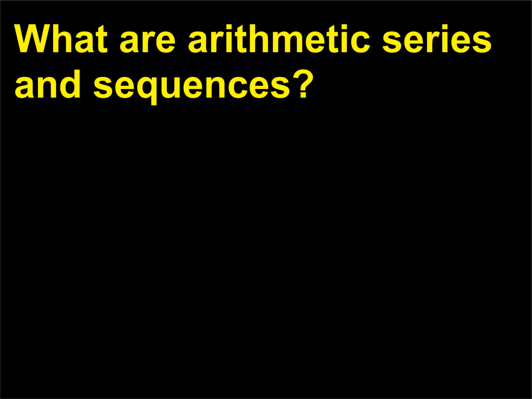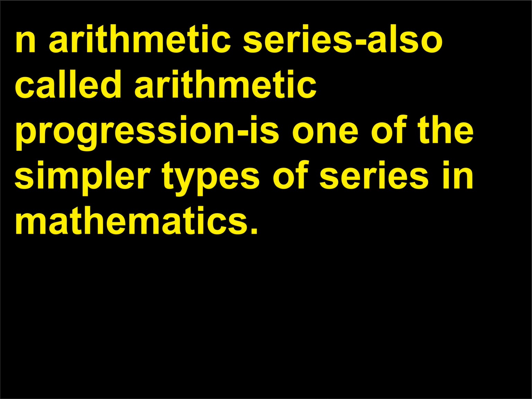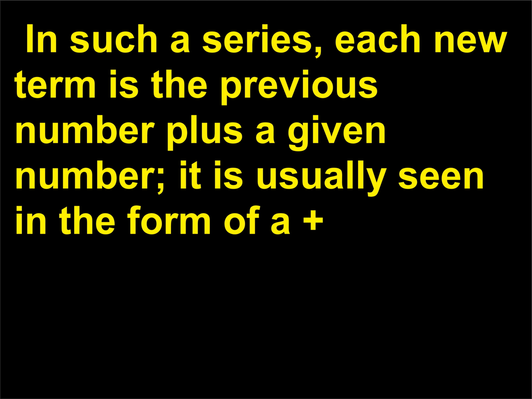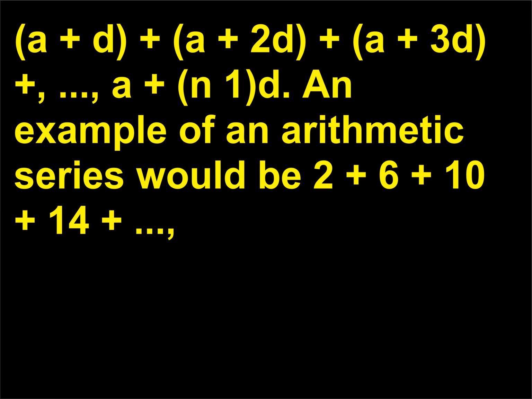What are arithmetic series and sequences? An arithmetic series, also called arithmetic progression, is one of the simpler types of series in mathematics. In such a series, each new term is the previous number plus a given number. It is usually seen in the form of a plus a and d, plus a plus 2d, plus a plus 3d, plus a plus and 1d.